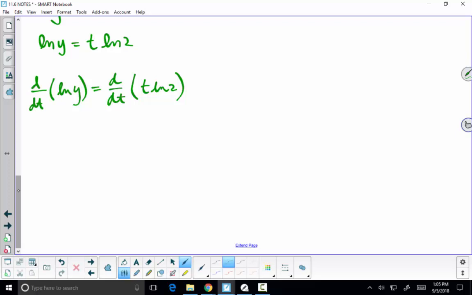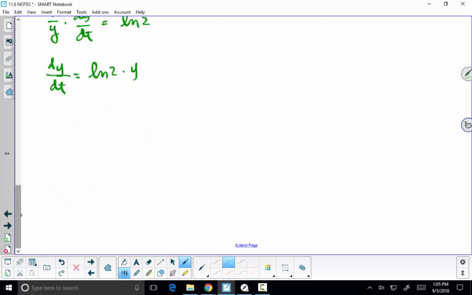So here, derivative of a log, 1 over the inside times the derivative of the inside, which is dy/dt, or we often just call that y prime. On the other side, what's the derivative? Natural log of 2, right? That's a constant times t. Derivative of a constant times t is that constant. We multiply both sides by the function y. So we end up with ln2 multiplied by y. So we do a back sub, y was 2 to the t.